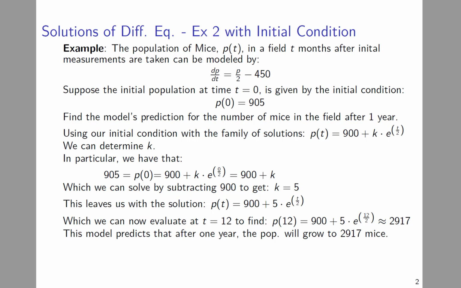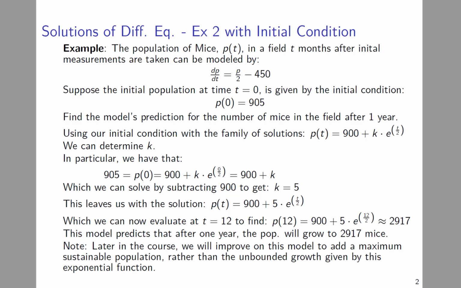If this seems like it's a bit high, it's because our model gives an exponential function for P(t). It doesn't consider that there's a maximum sustainable population. I want to note that later in the course, we will improve on this model to add a maximum sustainable population, rather than the unbounded growth given by this exponential function.